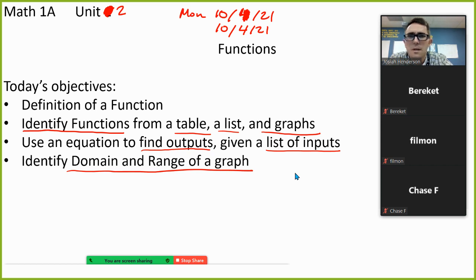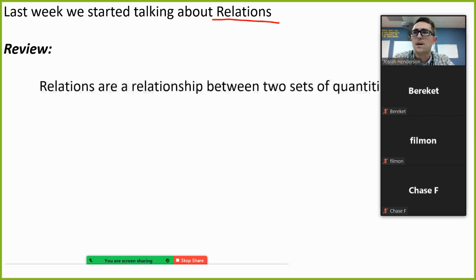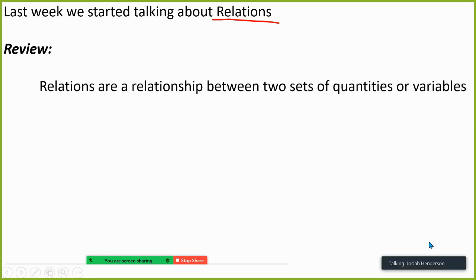Okay, here we go. So start with a little review of last week on Thursday. Last week we started talking about relations in math. So what is a relation in math? It's a relationship between two sets of quantities or variables. It's a relationship between independent variables and then dependent variables.